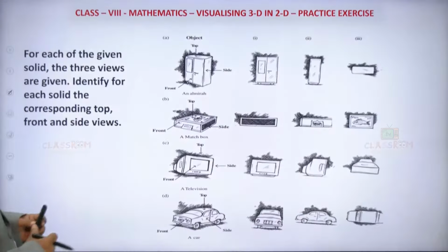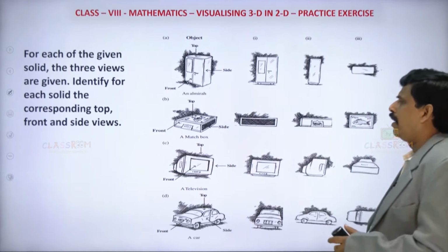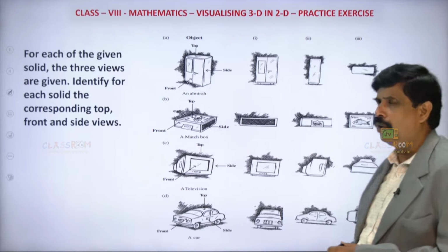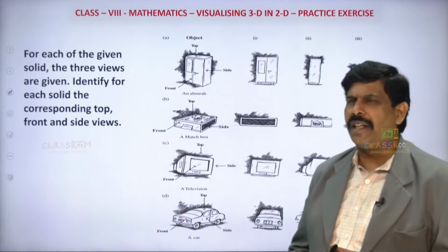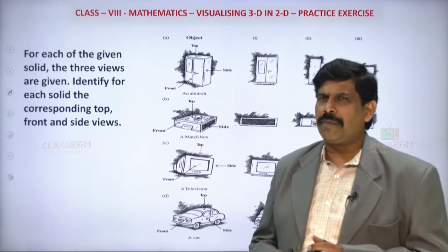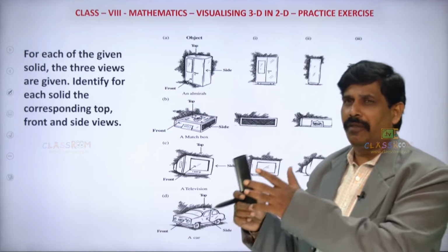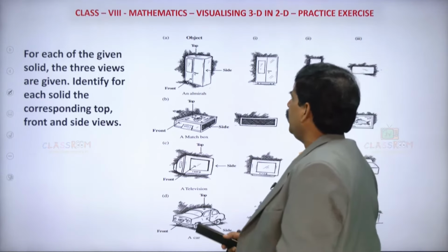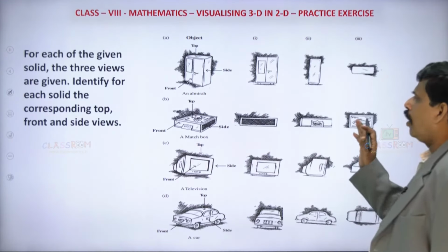Is it clear? For each of the given solids, the three views are given. Identify for each solid the corresponding top, front and side view. We just discussed that a three-dimensional object can be observed with respect to the position of the perspectives. Like we can observe it from the front, from the side and from the top. So there are some objects given here. Let us see, by looking at them, we have to say what view it is.